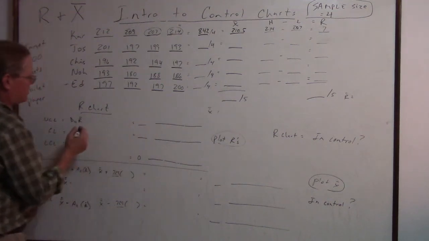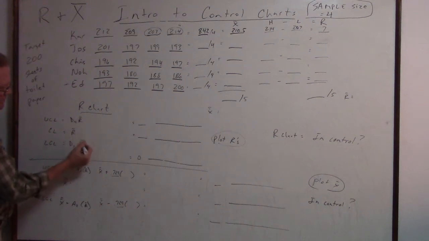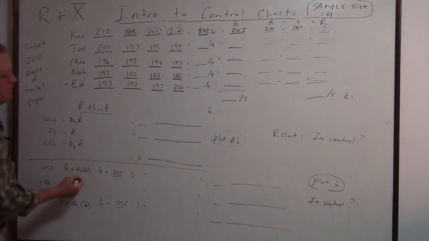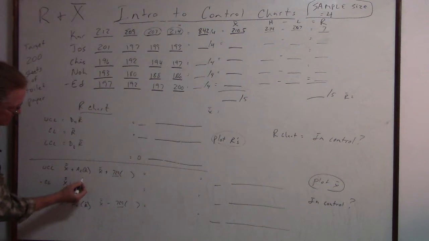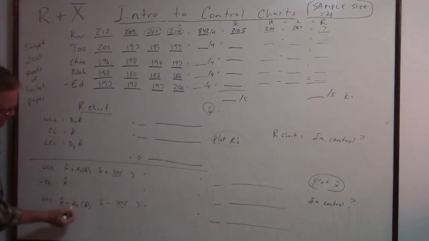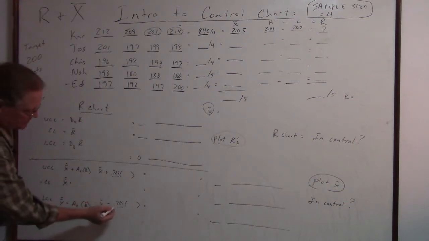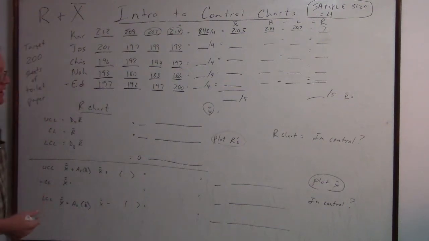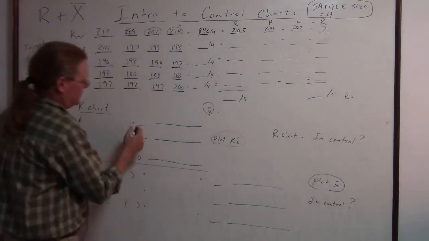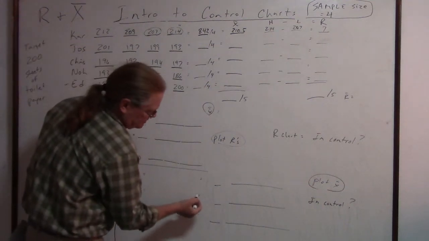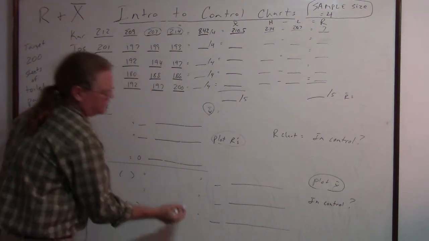Once you get your R bar, it goes there, and it goes there. This is a 0, so this one's probably gonna be a 0. We already have our R bar to use again here, and we should have our X bar bar, and then we just need to find our A2, which is actually right here. And then we'll end up with our center line, upper control limit, lower control limit, center line, upper control limit, lower control limit.